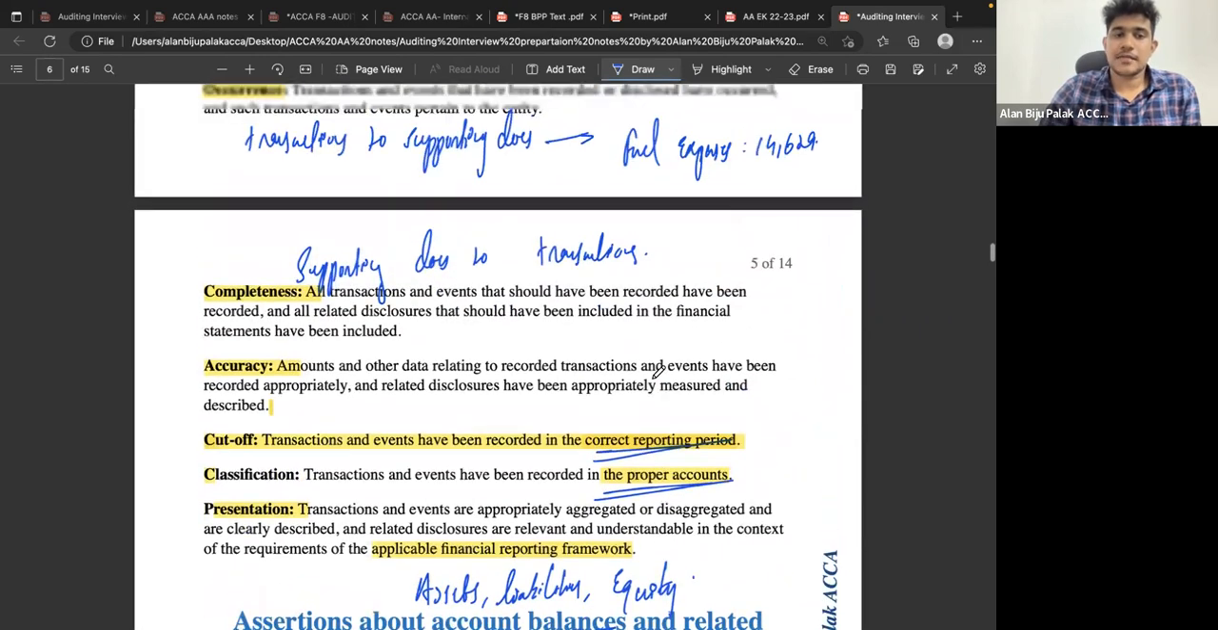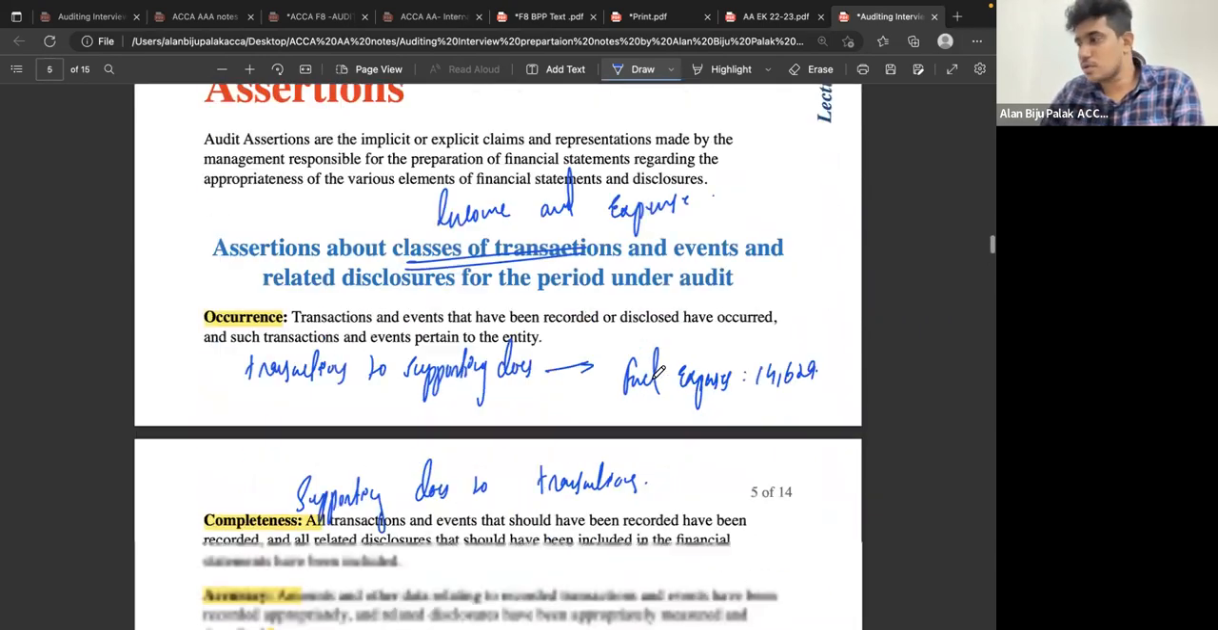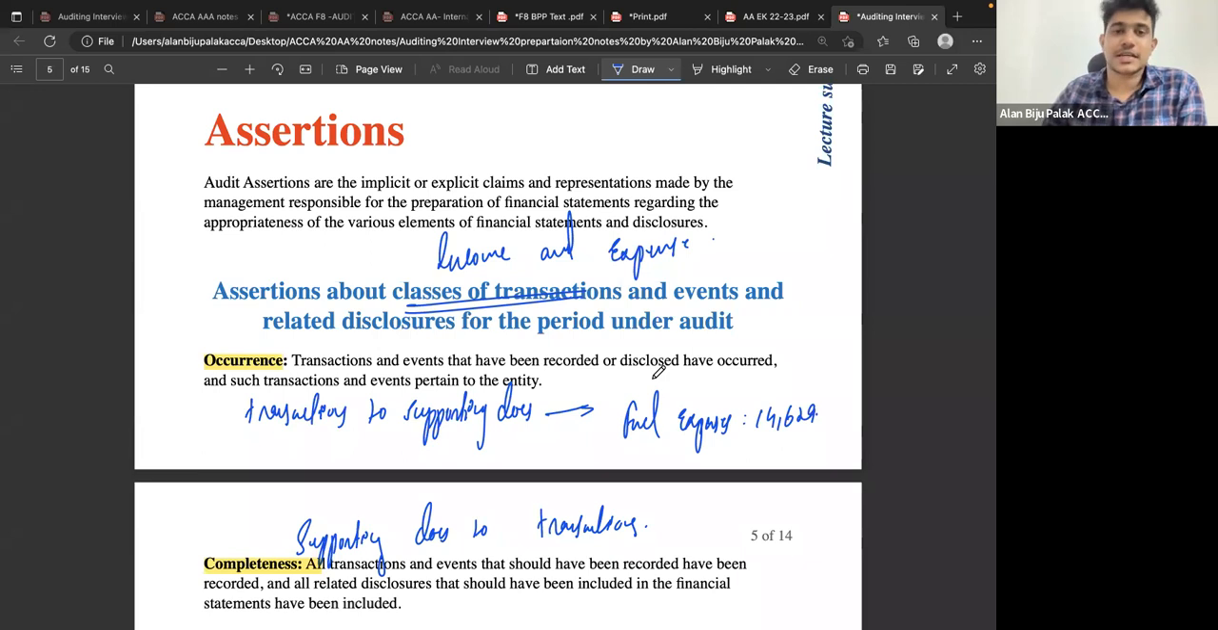So literally we have studied about this assertion, just to let you know that each of these assertions have to be considered while performing the substantive procedures. Because whenever we perform a substantive procedure, our ultimate aim should be to figure out whether the assertions actually exist or whether the assertions are being properly treated in the financial statements.